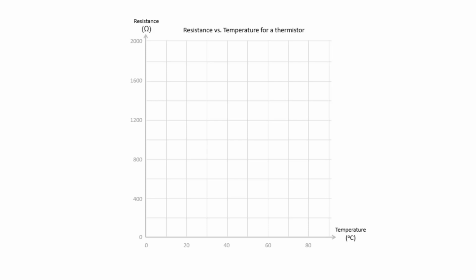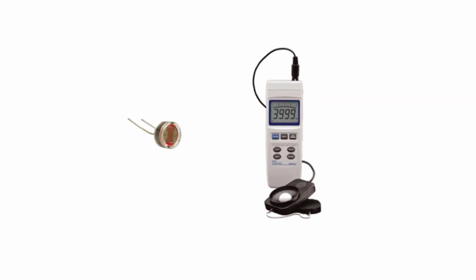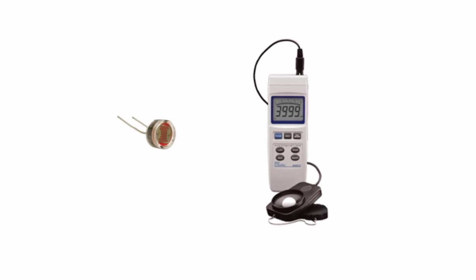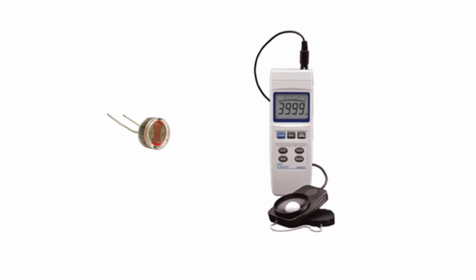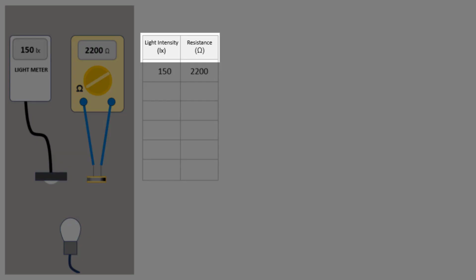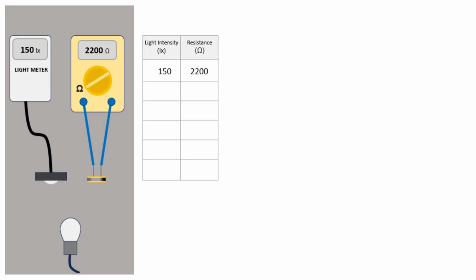We've seen that the resistance of a thermistor decreases with temperature in a smooth curve. So, does the resistance of a light-dependent resistor change with the brightness of the light falling on it in the same way? Let's do an investigation to find out using an LDR and a digital light meter. We'll change the brightness of the light falling on the LDR and find out what happens to its resistance, while keeping everything else constant. It's a very similar setup to our thermistor investigation.